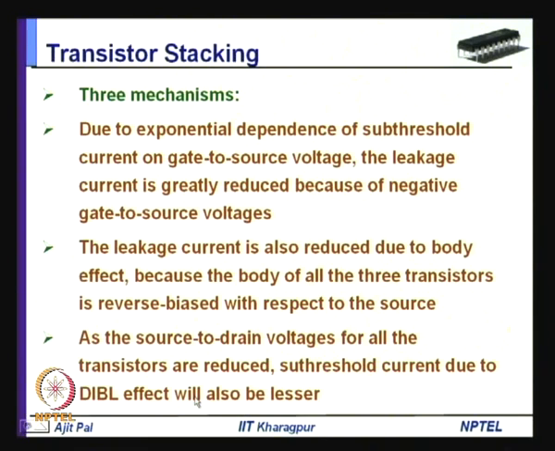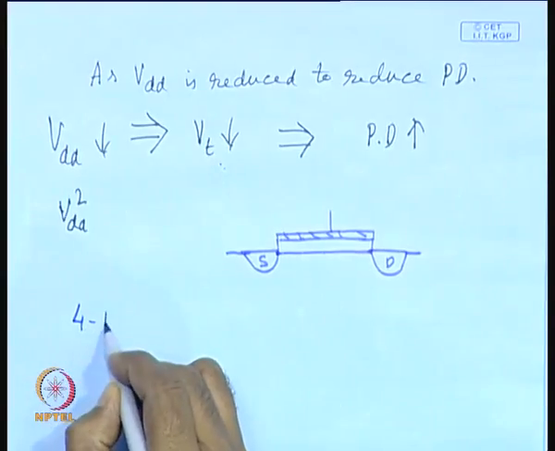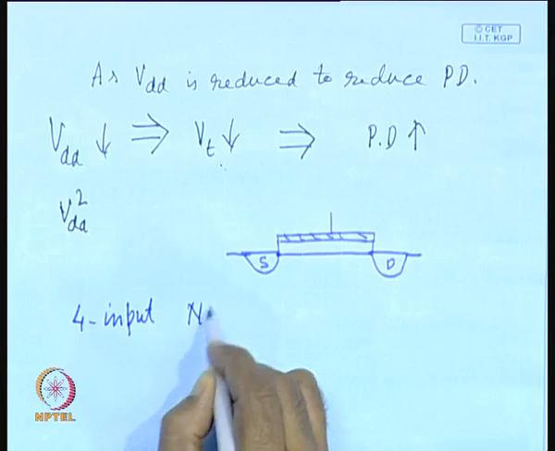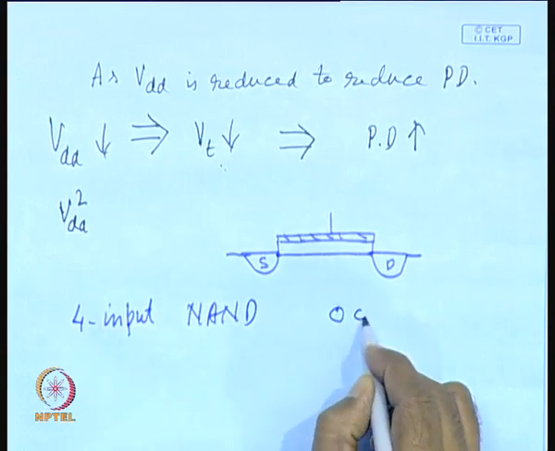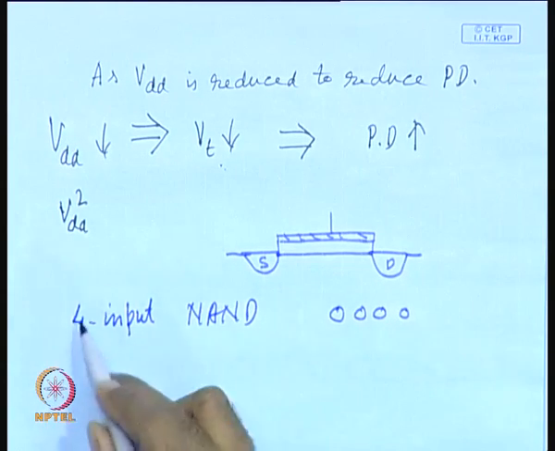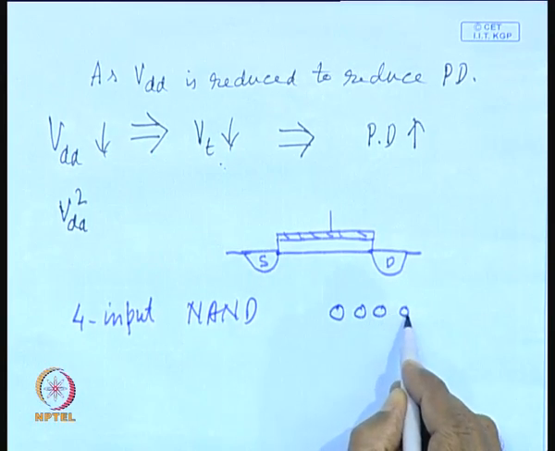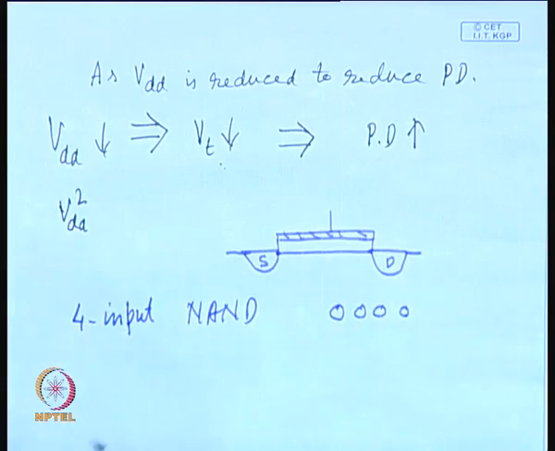Now, the question arises, how will you apply the input voltage when the circuit is in standby? What is the approach? We know that by applying a suitable input combination, you can reduce the leakage current. Obviously, if it is a 4 input NAND gate, and you apply 0 0 0 0, that will lead to minimum leakage current. That means when the NAND gate is in standby mode, you will apply this input combination so that the leakage current is minimum.